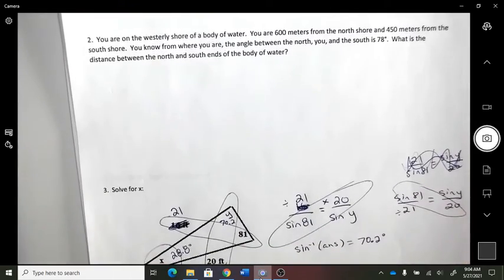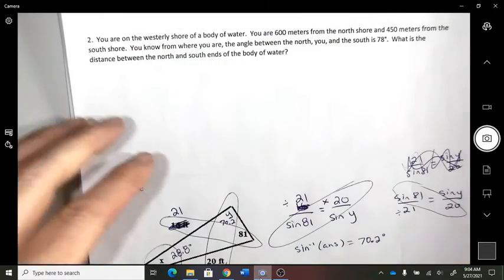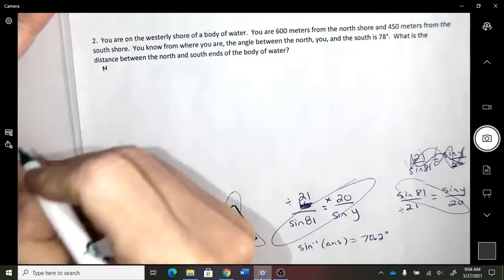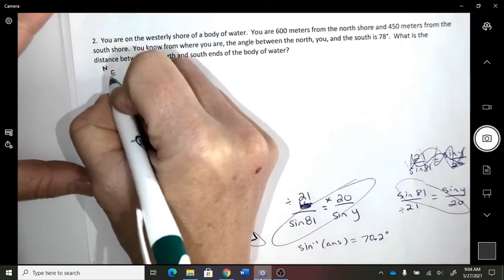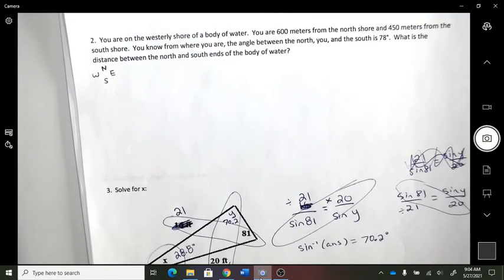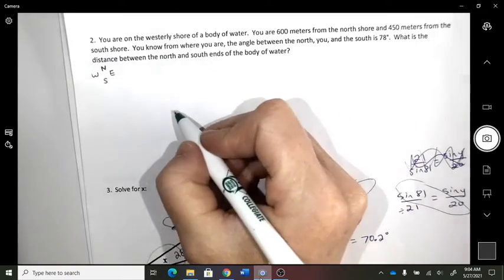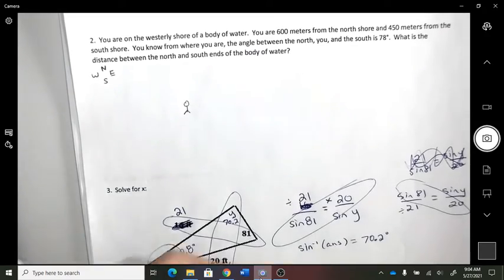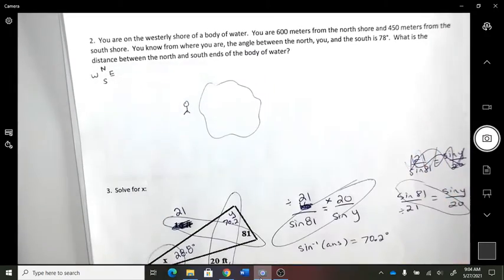Okay, we're on the shore of a lake, and so you know what I'm going to do? I'm just going to give you a compass here. Do you know your compass? North is at the top. Never eat shredded wheat. Okay, so you are on the westerly side of a lake. So you're like that, somewhere there.